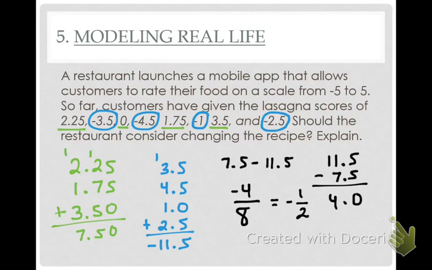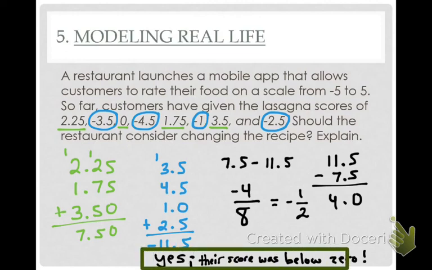Now, my question goes back to the original problem. Should the restaurant consider changing their recipe? Yes. Yes, they should. And now it says to explain. Raise your hand if you could explain to me why you think they should change their recipe. Okay, so their score averaged out was below 0. If somebody rated some kind of recipe below 0, I don't think I would want to go to that store.